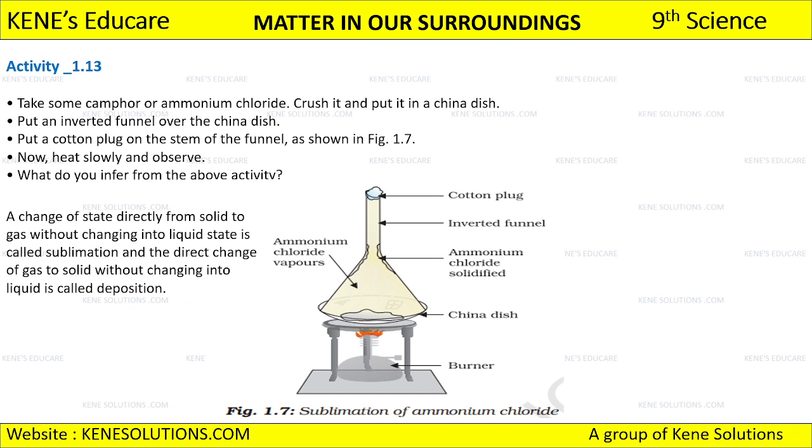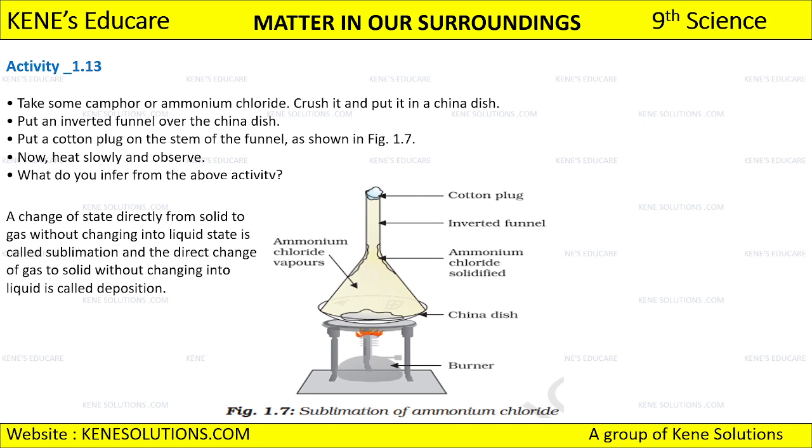Okay, so see what they have given: a change of state directly from solid to gas without changing into liquid state. Now camphor or ammonium chloride were solid in nature. What we are doing is directly converting the solid into gas without changing into liquid state. So this process we call sublimation.